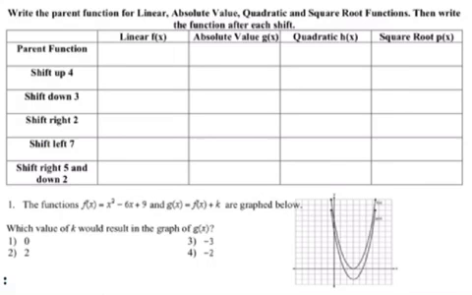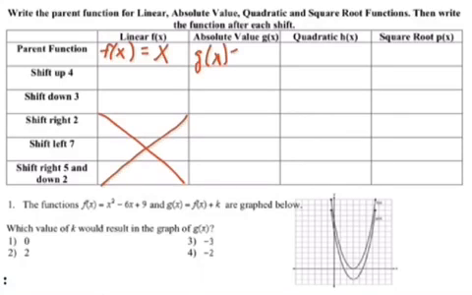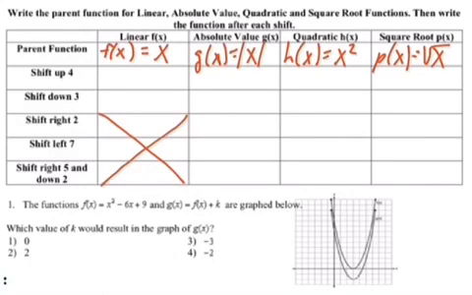On this page, the first thing I need for you to do is to take and cross off these 3 boxes. Now, the parent function of each one for a line would be f of x equals x. Next, they want you to use g of x. G of x equals the absolute value of x. H of x equals x squared. And p of x equals the square root of x.